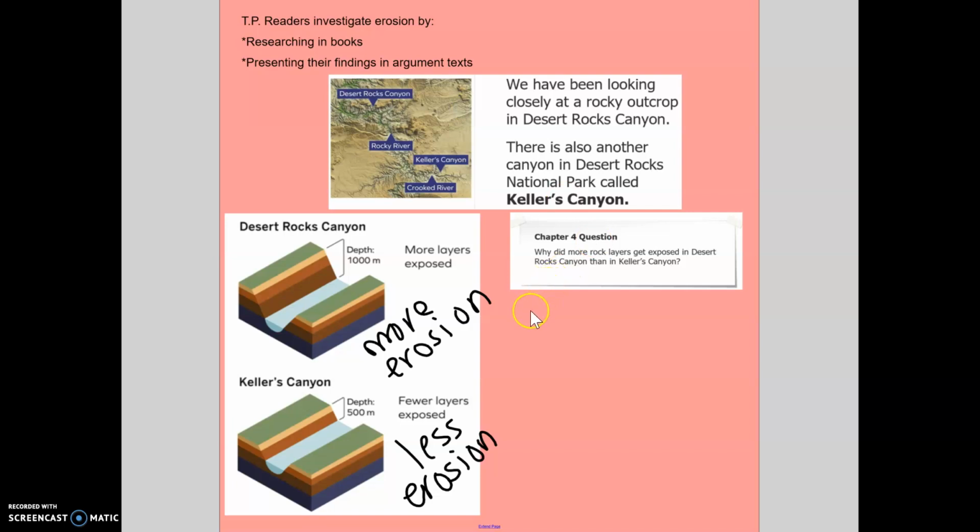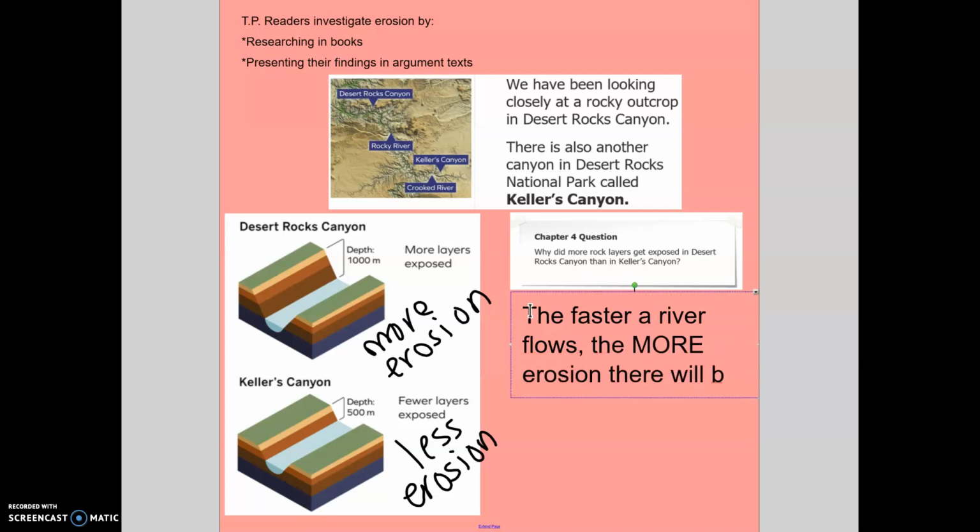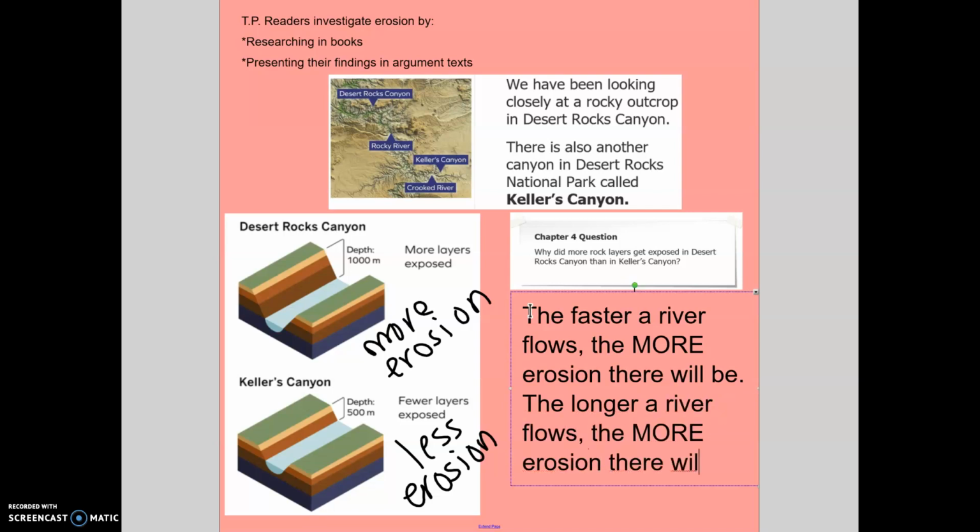Now, we learned from doing the tests in our sim last time that time and speed both have an effect on erosion. We found that the faster a river flows, the more erosion there will be. We also found that the longer a river flows, the more erosion there will be. So we're going to continue investigating how time and speed can affect erosion by looking at an experiment that we were going to do in class.